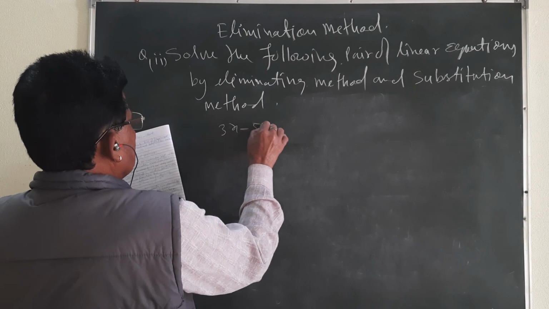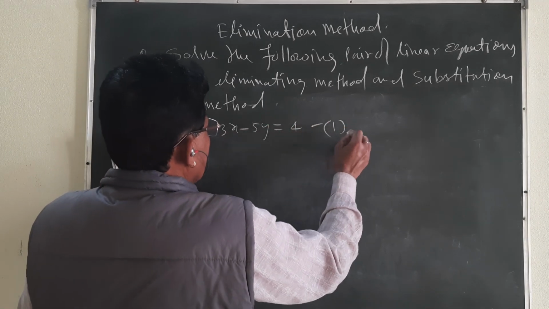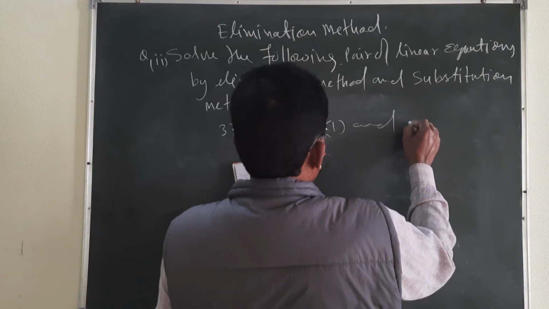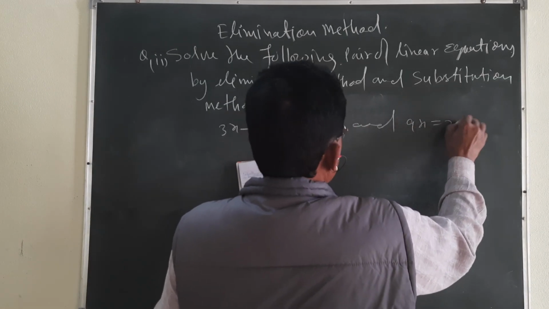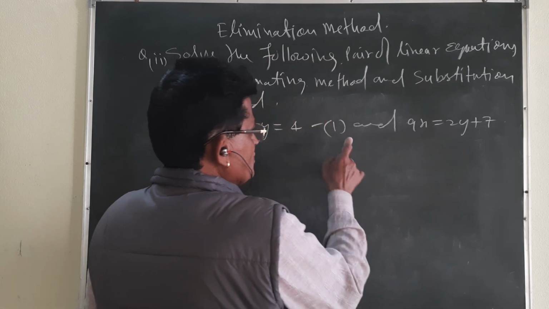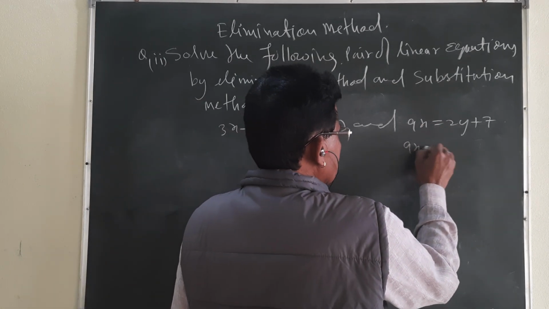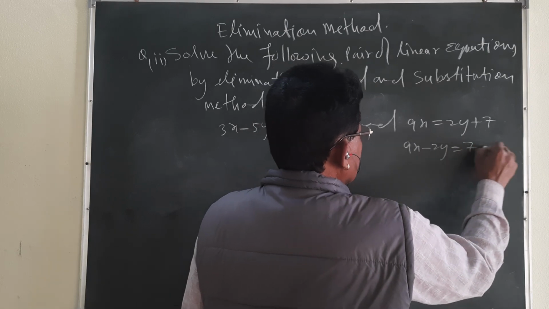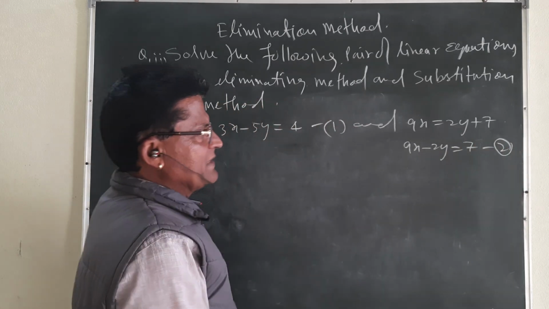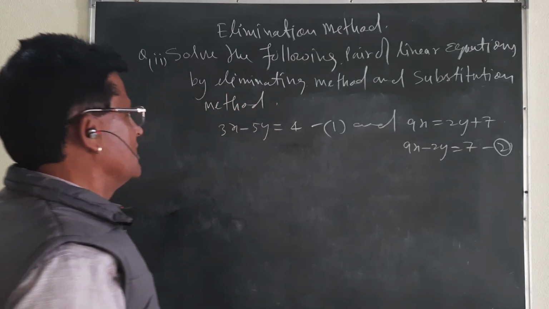3x minus 5y is equal to 4. This is equation 1. And the second equation is given, suppose 9x is equal to 2y plus 7. You can change it because it is not in the proper form. You change it into the proper form: 9x minus 2y is equal to 7. We have taken 2y from the right side to the left side, so the sign will be changed.